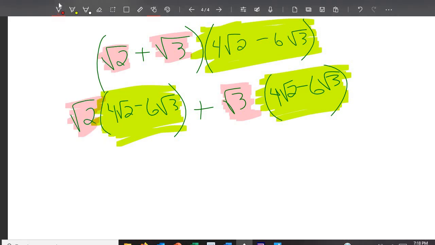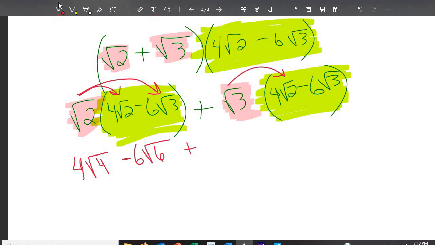So let's do that. Square root of 2 times 4 square root of 2 is 4 square root of 4. Square root of 2 times negative 6 square root of 3 is negative 6 square root of 6. And we've got square root of 3 times 4 square root of 2, which would be 4 square root of 6. Square root of 3 times minus 6 is negative 18 square root of 9.